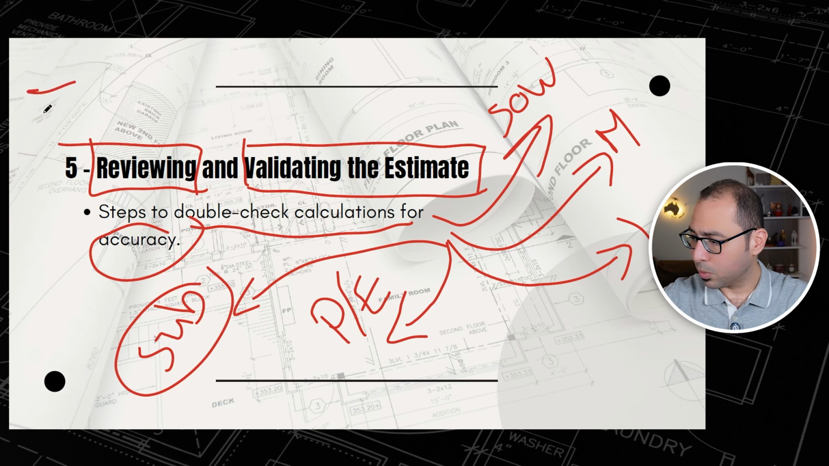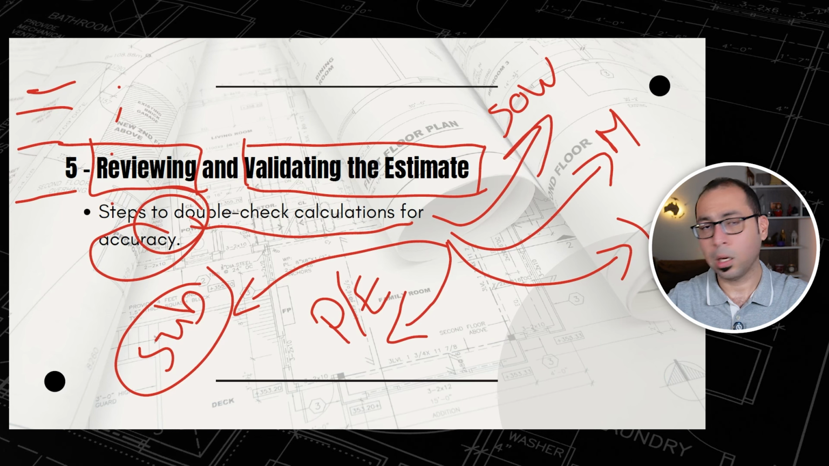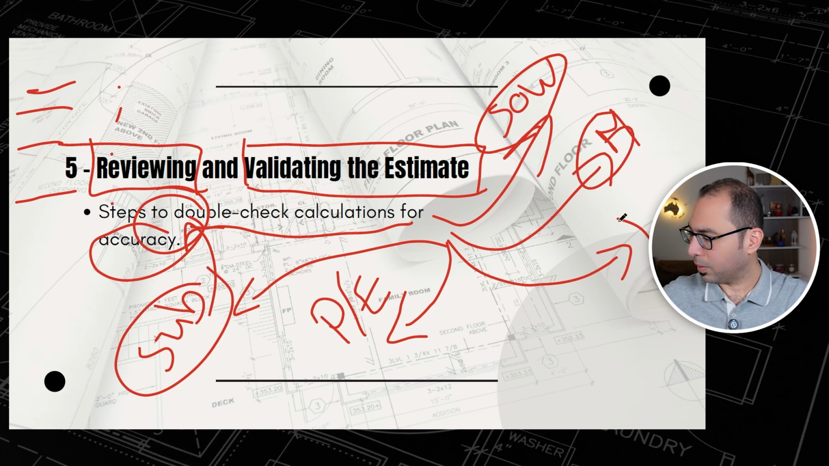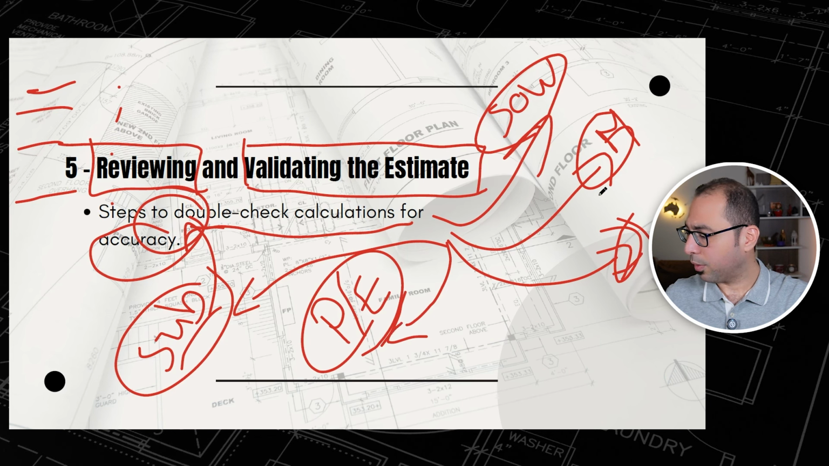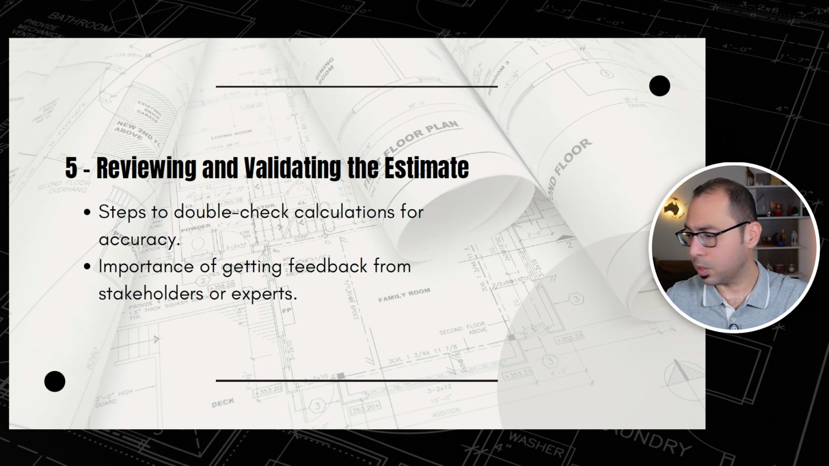You have your items, you have your cost for each item, and you have the total for the project. But when you finish, now you need to validate and review your estimate to make sure that you have not missed anything and you don't have any mistakes. Go through your scope of work, material, labor, plant, equipment, subcontractors, and review everything one more time to double check your calculations for more accuracy. And also we need to get feedback from stakeholders or experts.